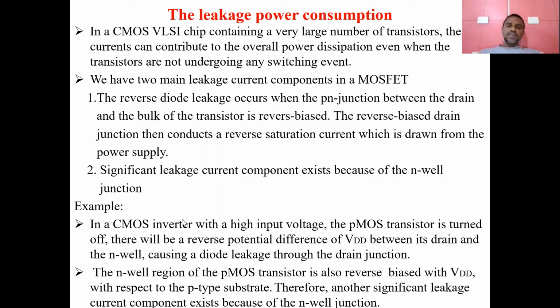Now we will consider an example of a CMOS inverter. In a CMOS inverter with a high input voltage, the PMOS transistor is turned off. There will be a reverse potential difference of VDD between its drain and the N-well, causing the diode leakage current, which I have told here. Next, the N-well region of the PMOS transistor is also reverse biased with VDD with respect to the P substrate. Therefore, another significant leakage current component exists because of the N-well junctions.